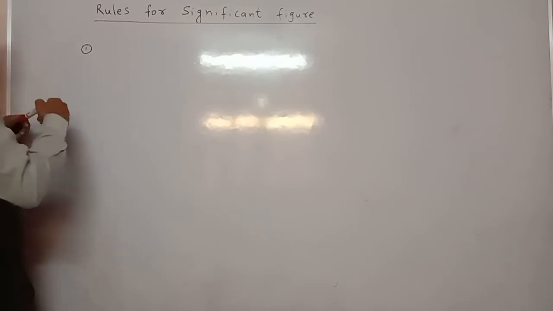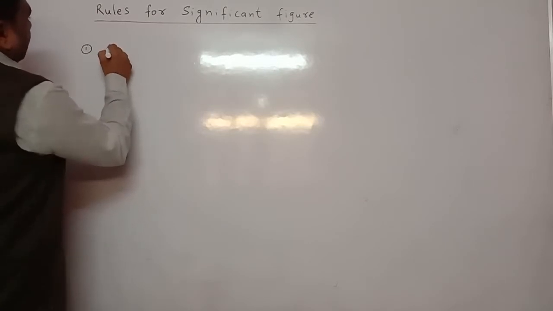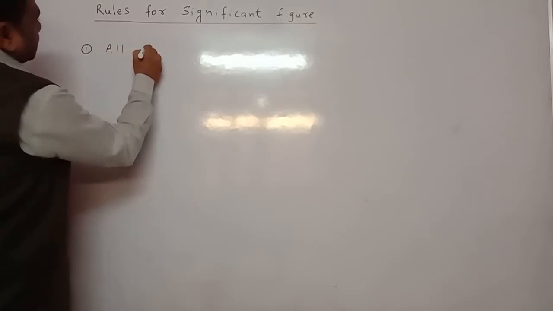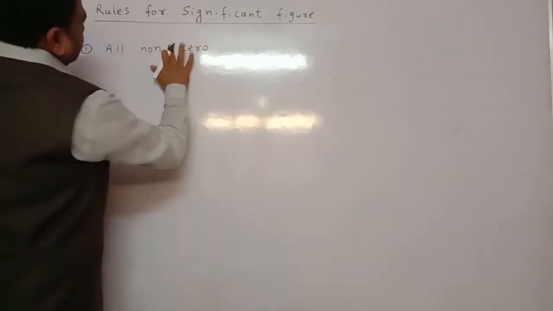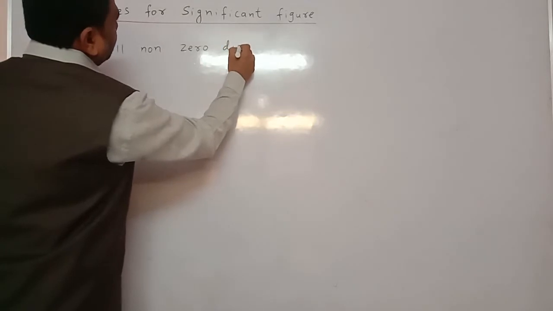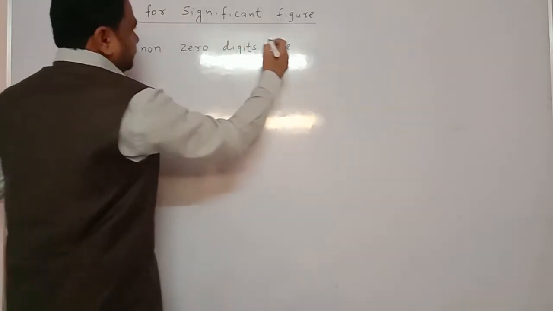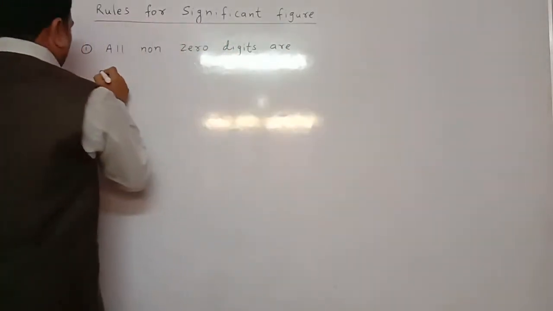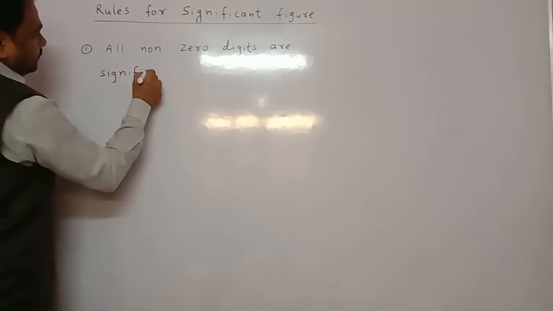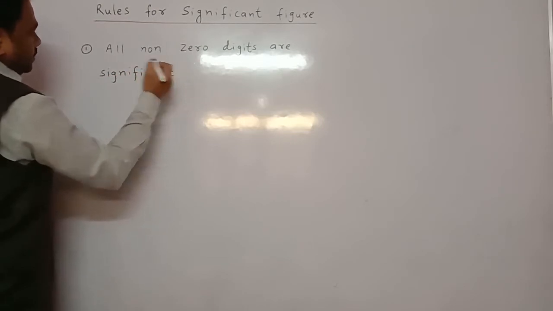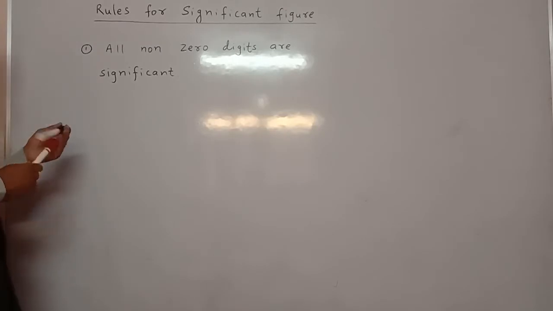Now see, suppose the first rule is: all non-zero digits are significant. So this is our first rule, that is all non-zero digits are significant.